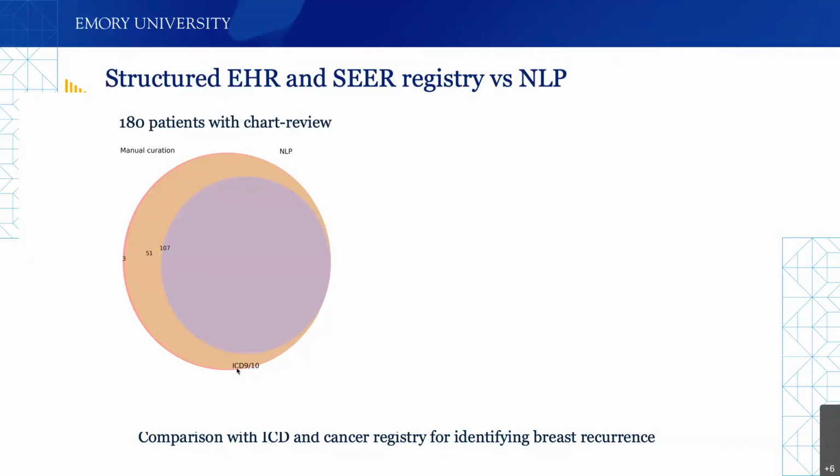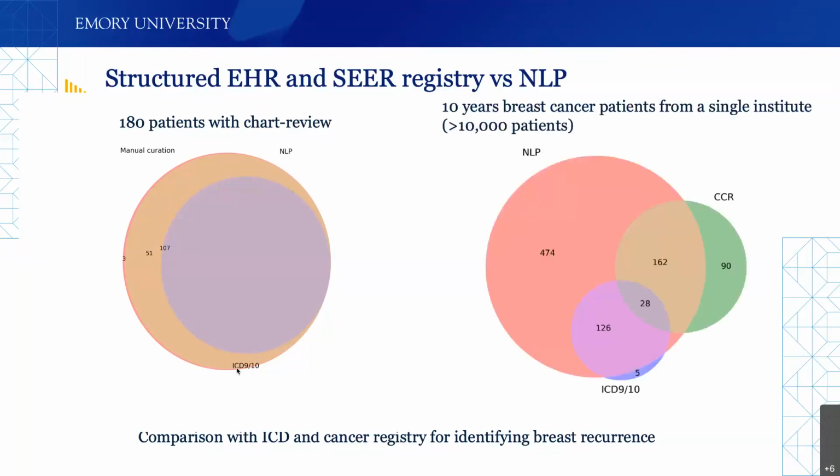So we built that NLP model, and we validated it on 180 patients, which were prospectively collected. So we didn't have those patients when we were building the NLP model. And then we ran the NLP model on 10-year breast cancer data from one single institute, where we have more than 10,000 patients. Here we are comparing with the California Cancer Registry and ICD-9 and ICD-10 codes. As you can see, NLP has the most coverage of the recurrence patients, where the California Cancer Registry had 162, and the ICD-9 and ICD-10 codes captured only 126 patients and missed the rest.